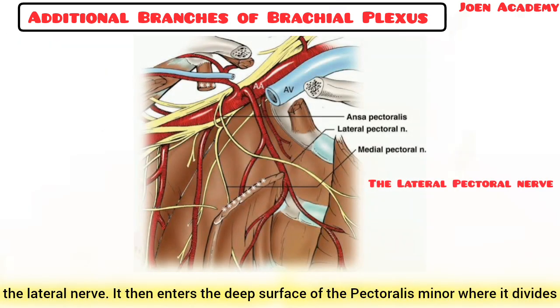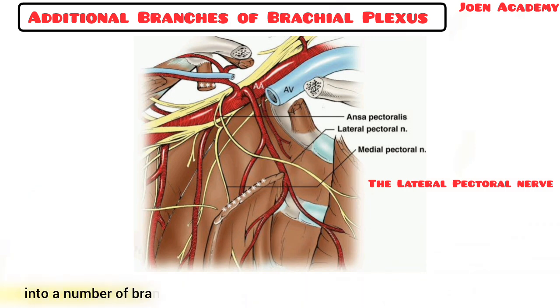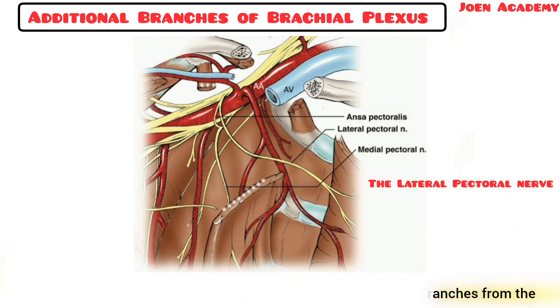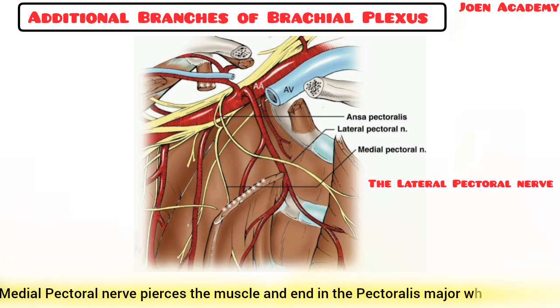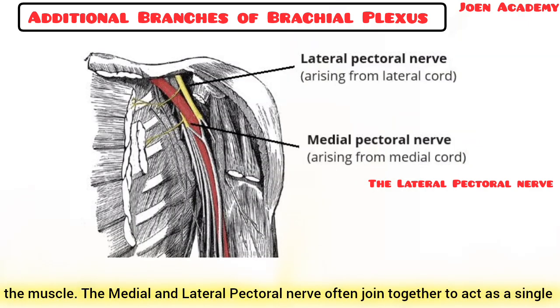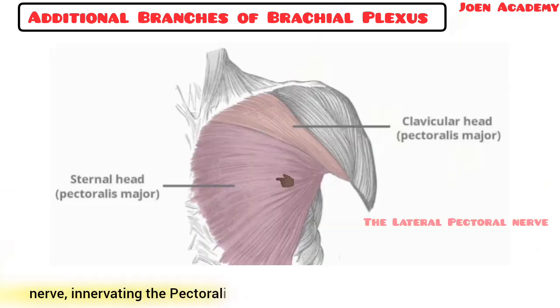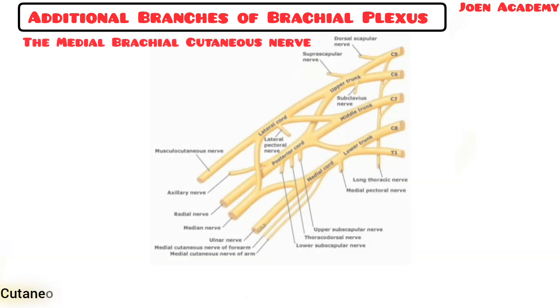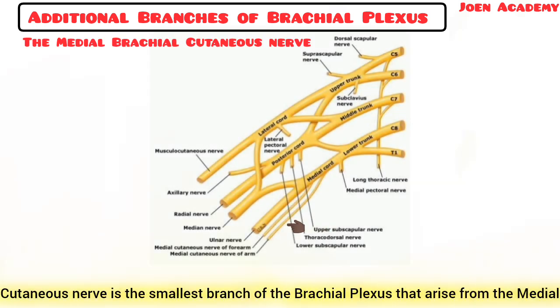It then enters the deep surface of the pectoralis minor, where it divides into a number of branches which supply the muscle. Several branches from the medial pectoral nerve pierce the muscle and end in the pectoralis major, which they supply. The medial and lateral pectoral nerves often join together to act as a single nerve, innervating the pectoralis major and minor muscles.